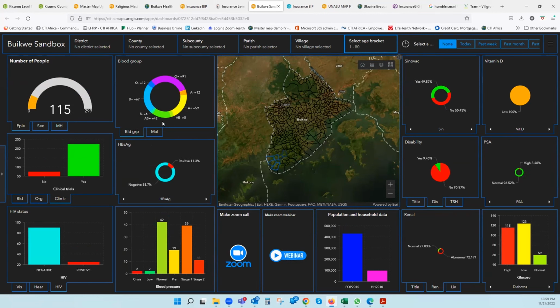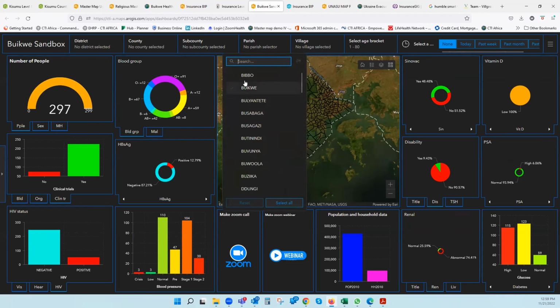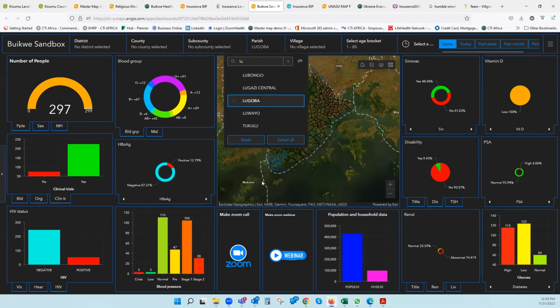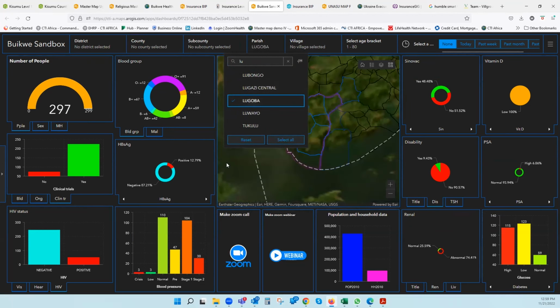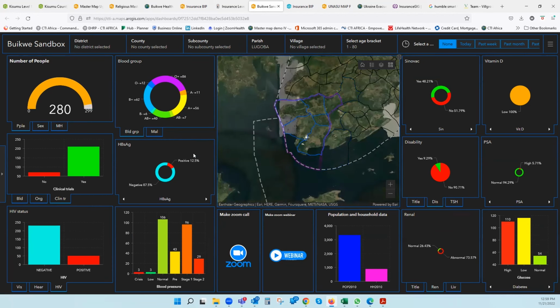Another example: let's say we have a young woman who is having a baby, and God forbid she's bleeding and needs blood immediately. We wouldn't have time to bring the blood from the capital city because she needs the blood right now. So let's first identify the parish. She's in the parish of Lagoba. So now within Lagoba, there are 280 people within this area.